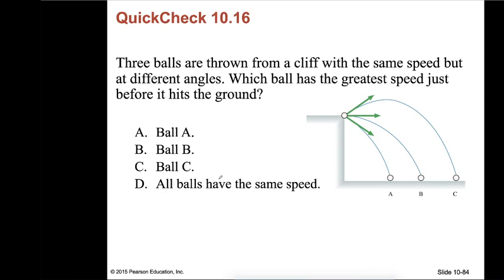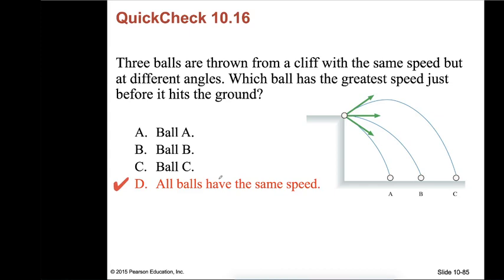Three balls are thrown from a cliff with the same speed but at different angles. Which ball has the greatest speed just before it hits the ground? Okay, so which one do you think is the greatest? The answer is D. No matter if you're tossing up and down or horizontally, the initial energy is the same.